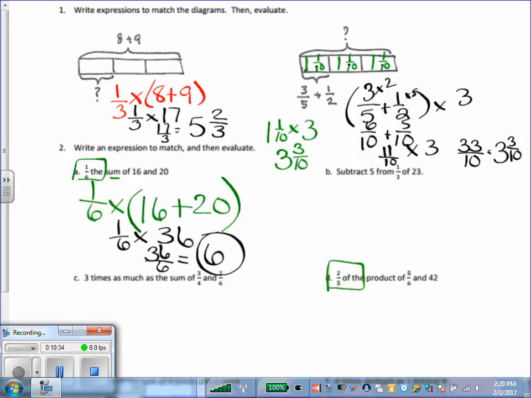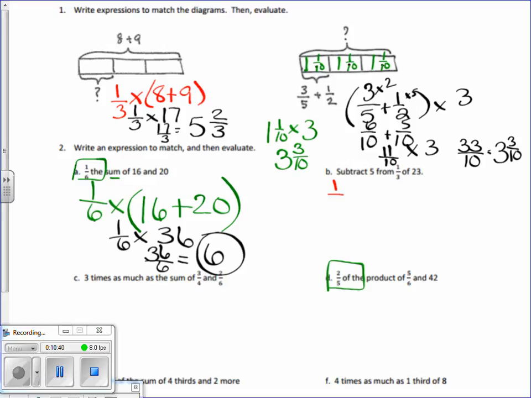Stop working it, because what you said was actually right. So 1/3 times 23, because it's 1/3 of 23. And then you're subtracting 5 from it. Should the 5 go in the front or in the back? In the back, because it's subtract 5 from it.